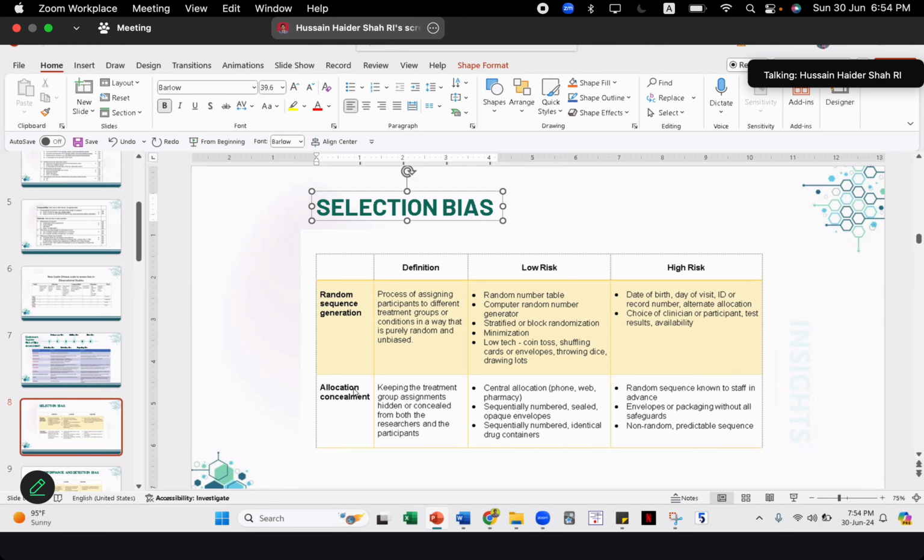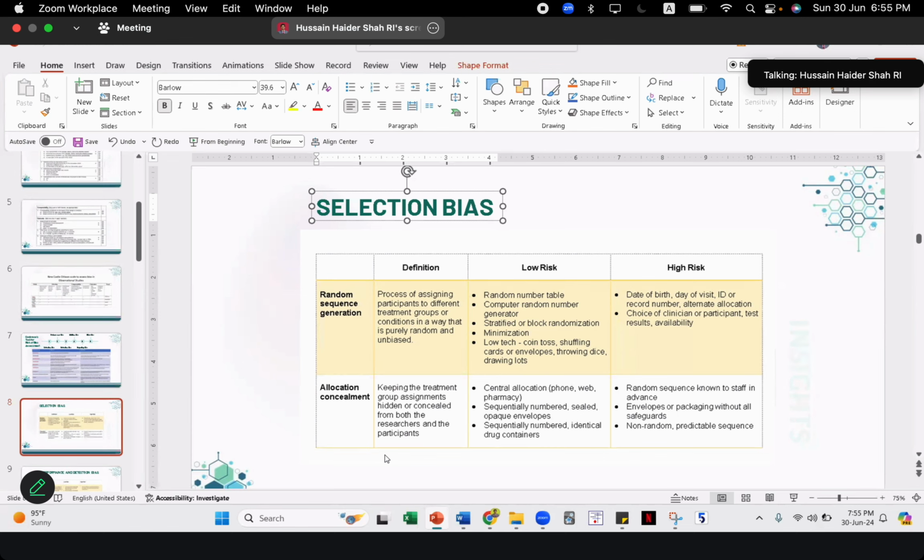Okay. The second step is allocation concealment: keeping the treatment group assignments hidden or concealed from both the researchers and the participants. We have to make sure that neither the researchers nor the participants know. Conceal means to hide. Allocation concealment, keeping the treatment group.